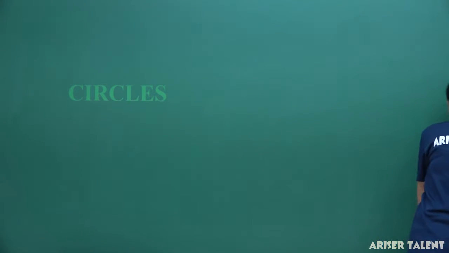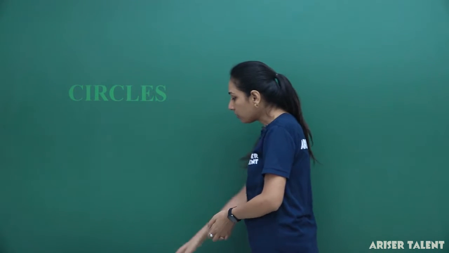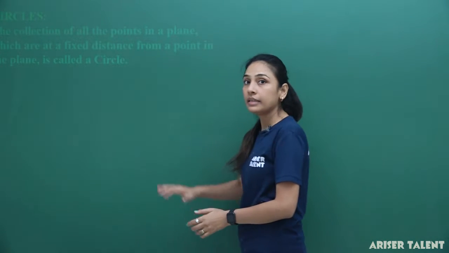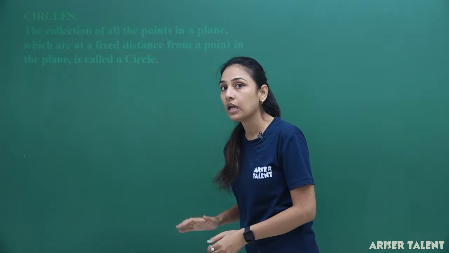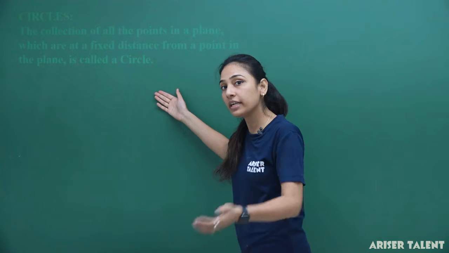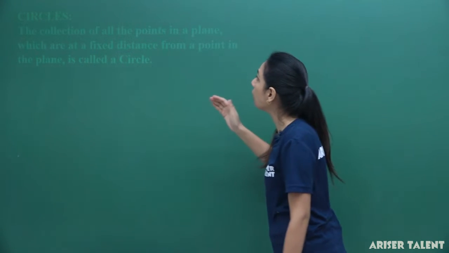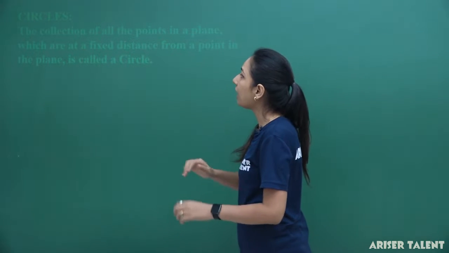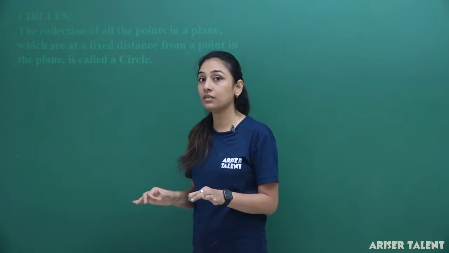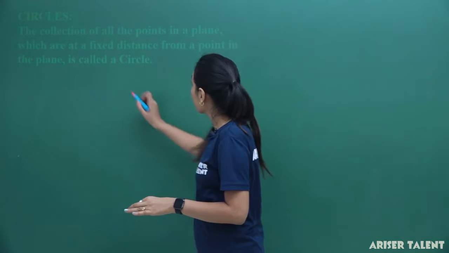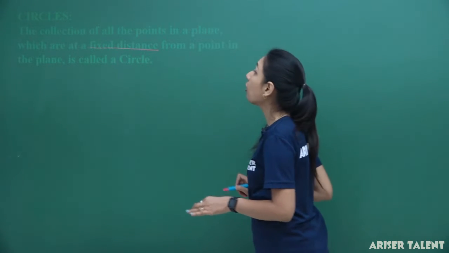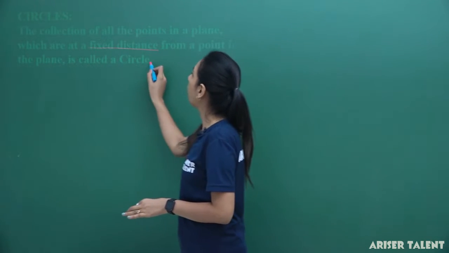So students, talking about circles, we will have the definition of circle. Now read this definition, read it. The definition you are reading is: the collection of all the points in a plane which are at a fixed distance, this is important, fixed distance from a point in the plane is called a circle.